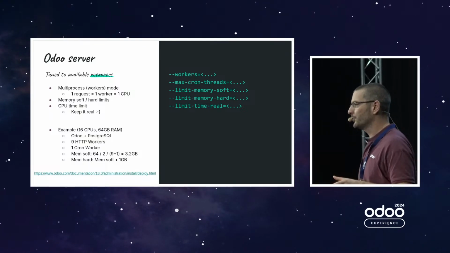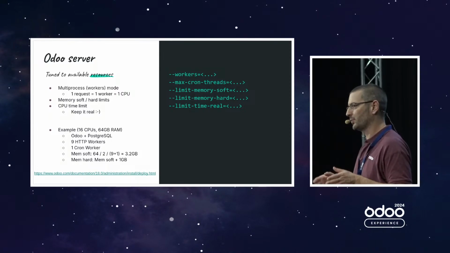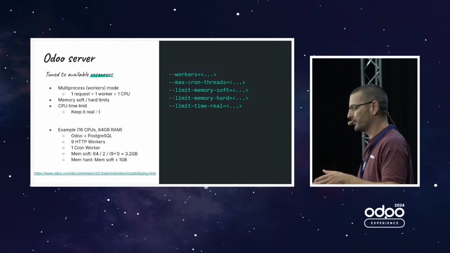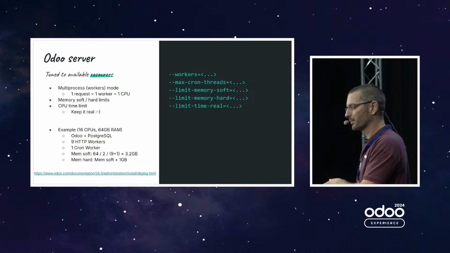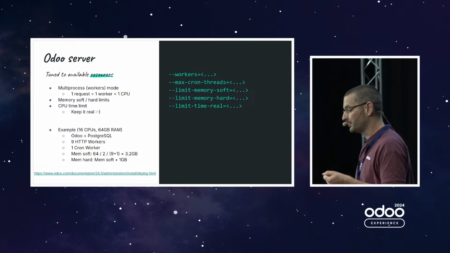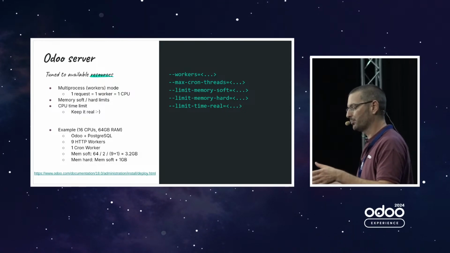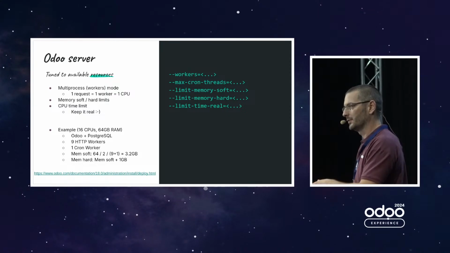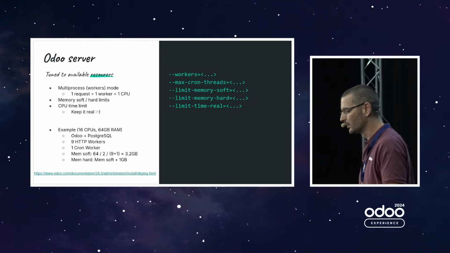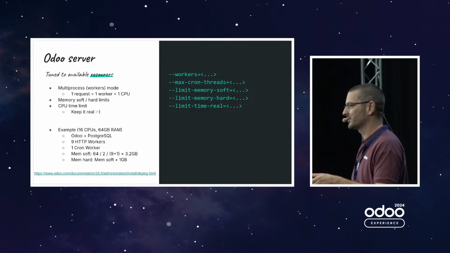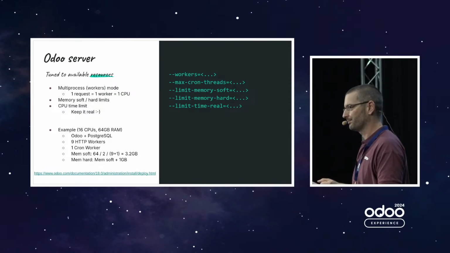In the worker mode, one HTTP request is processed by one worker on one CPU. What does that mean? It means that if you have 10 workers, you can process 10 requests at a time. These are synchronous requests. So once a worker is busy with a request, it's not doing anything else.